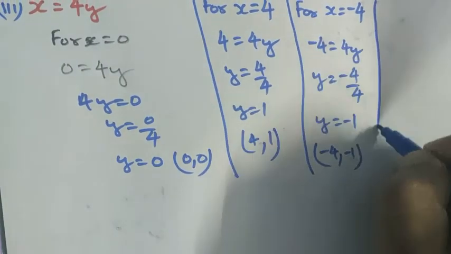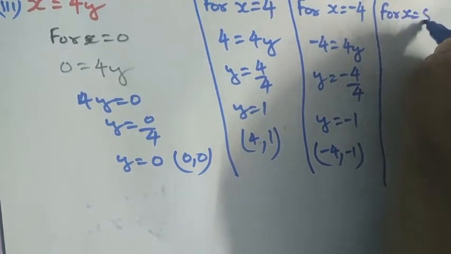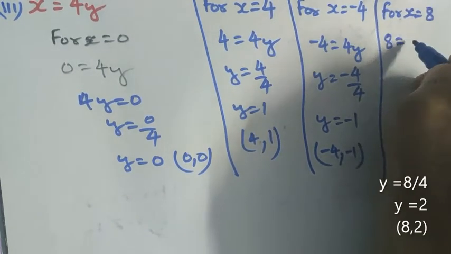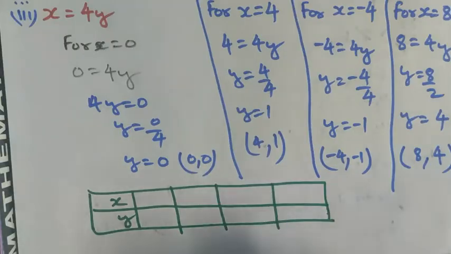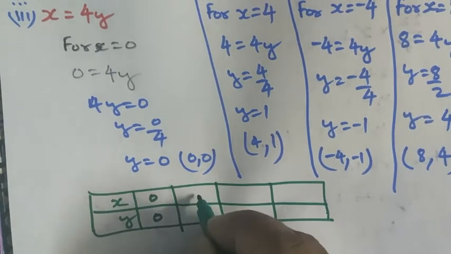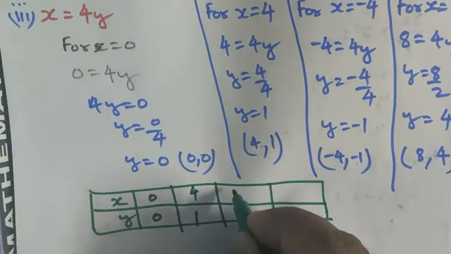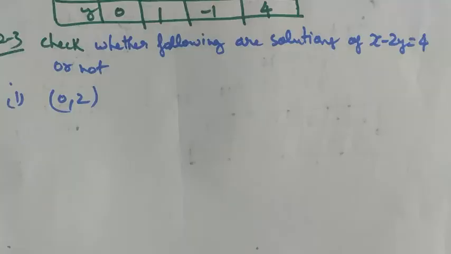Last, if we take the value of x equals 8, then 8 equals 4y, y equals 8 upon 4. So the different values are: for x equals 0, 0 comma 0; 4 comma 1; minus 4 comma minus 1; 8 comma 2. Question number 3: check whether the following is a solution of the equation x minus 2y equals 4 or not.